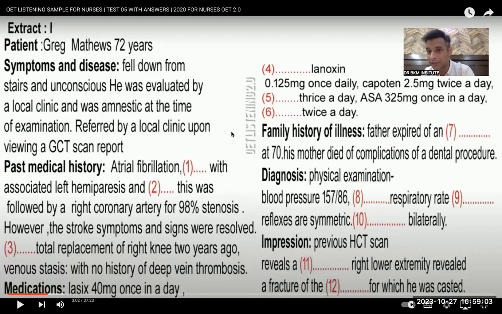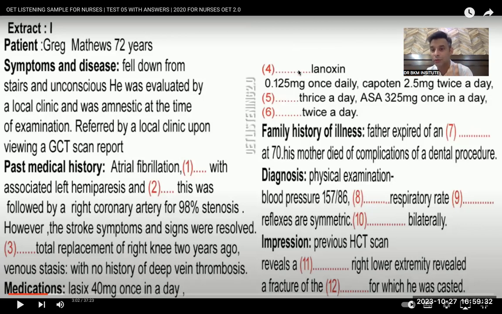So Zantac, if you can listen, 150 milligrams a day, so you can write that. But again, in OET, you will not find three or four words to fit in. You would have to write two to three words. So even if you write Zantac, you will still get the marks. But if you listen to 1.25, then please write it down, 1.25 milligrams per day. So that was the word that was spoken.